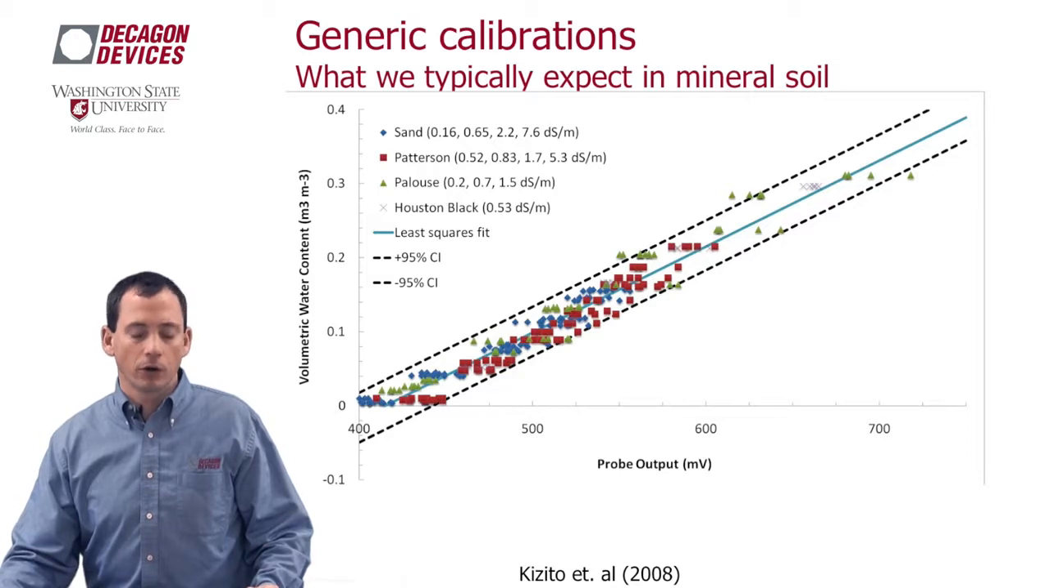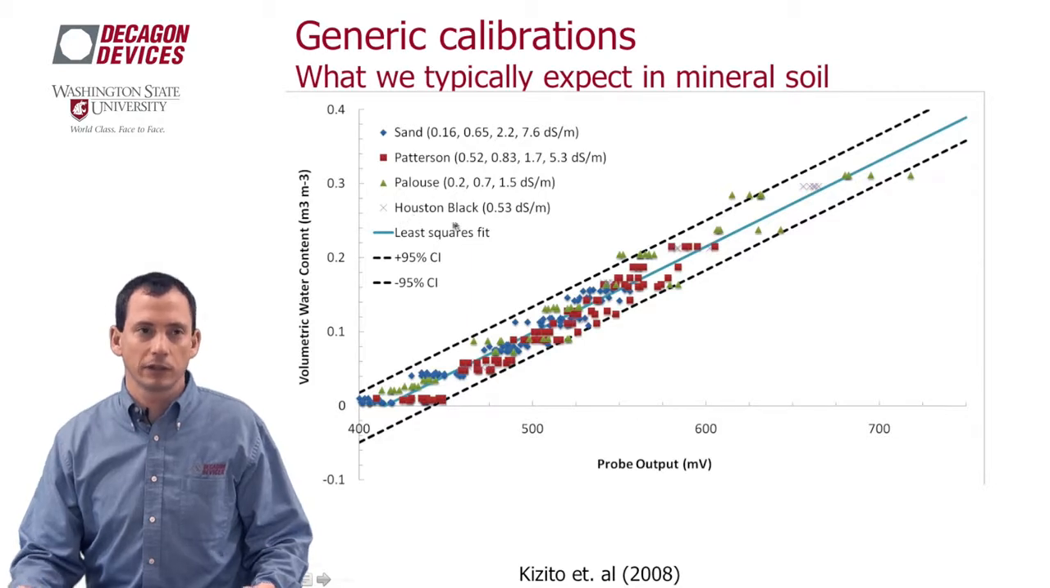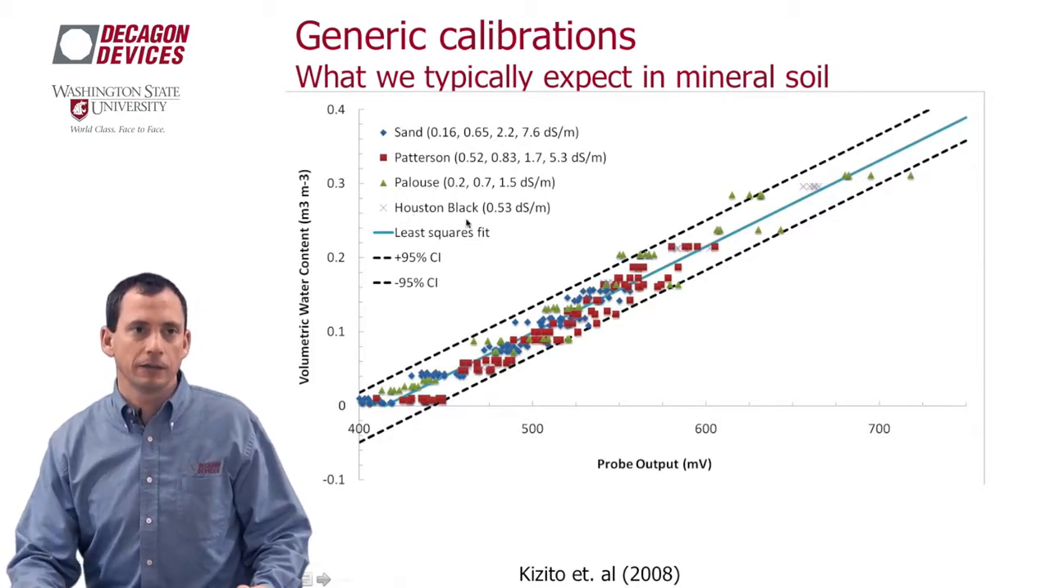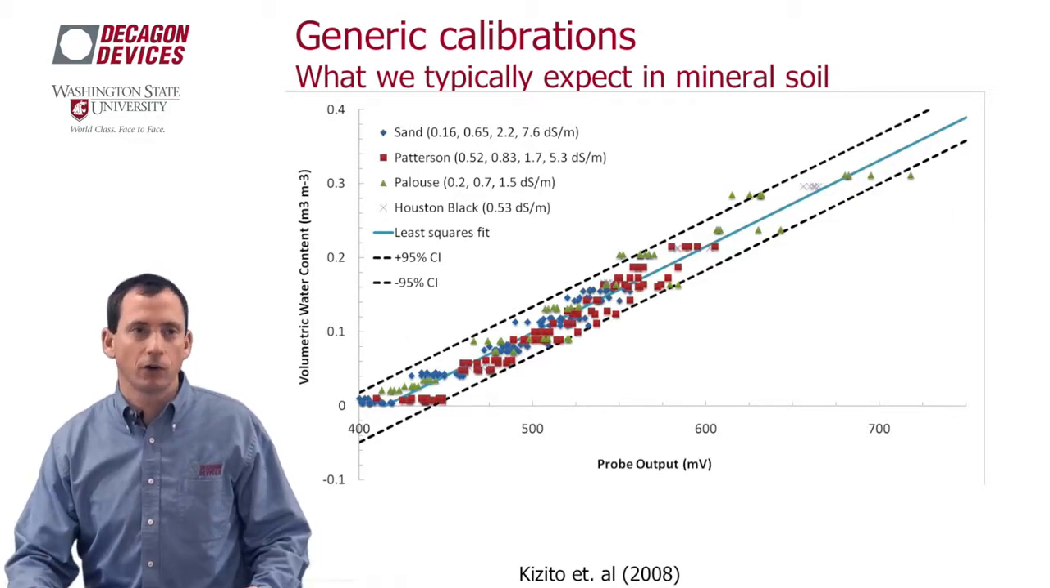And you can see that for a whole range of soil textures, this topsoil, this is a sand, this is a Patterson sandy loam, this is a Palouse silt loam, this is a Houston black clay, which is a really nasty vertisol. And each of these was prepared at several different electrical conductivities. If you make sensor measurements over a range of water content in those, you end up with a pretty tight relationship. And so what we do is draw a best fit line through this. That's our blue line, and that's our calibration equation.